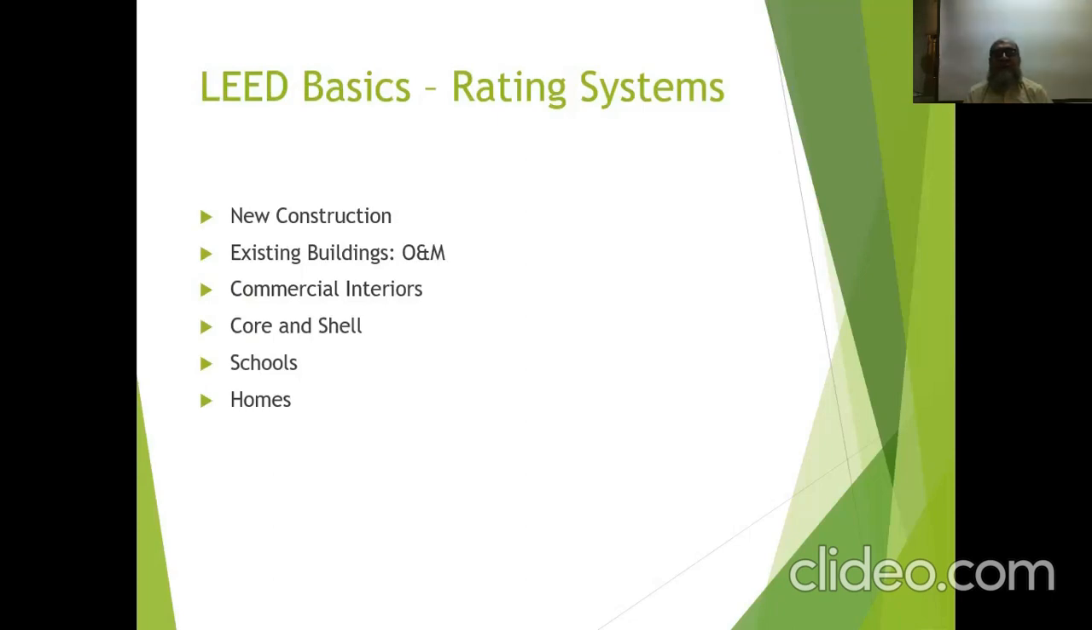LEED basics: it can be new construction, existing building operation and maintenance, commercial interiors, core and shell construction, schools and roads. It can be any building.